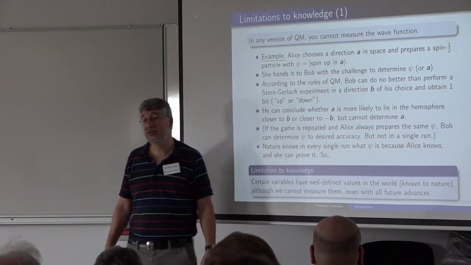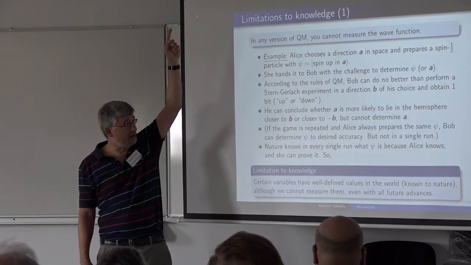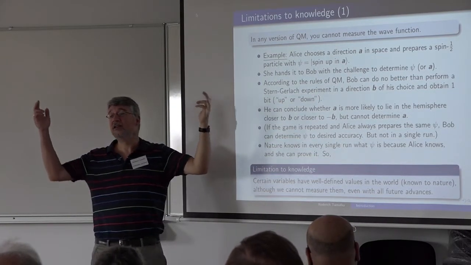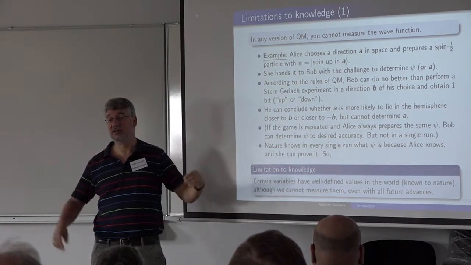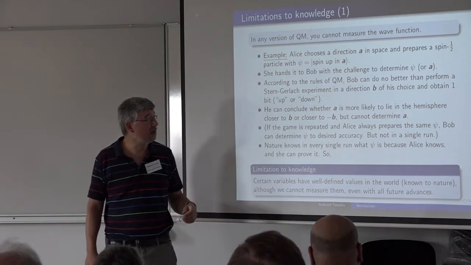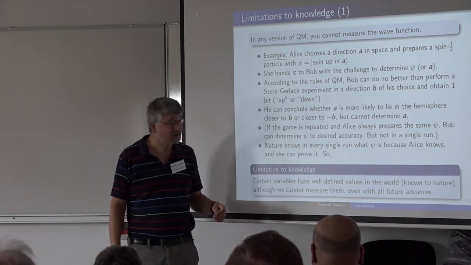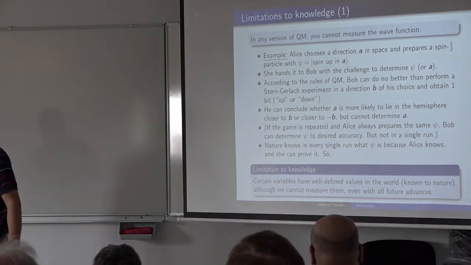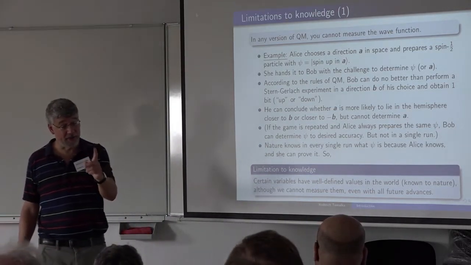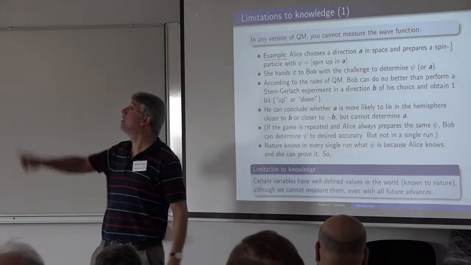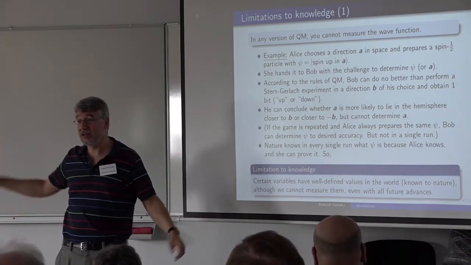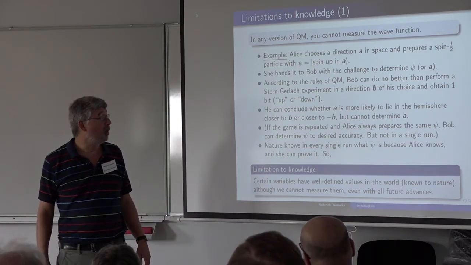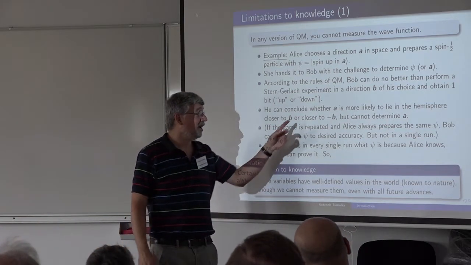So Bob chooses a direction B, for example, the Z direction, does this ideal quantum measurement of sigma Z, the Pauli matrix in the Z direction, and he obtains one bit of information, up or down, plus or minus one. Now, from one bit of information, he's supposed to figure out which among all infinitely many directions A was. Well, obviously, that's impossible.